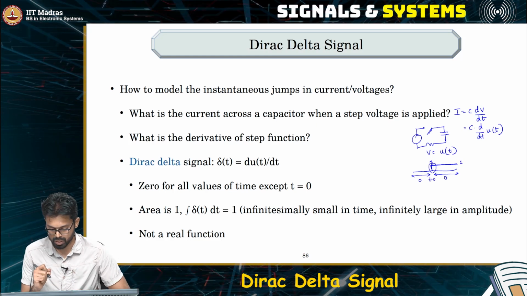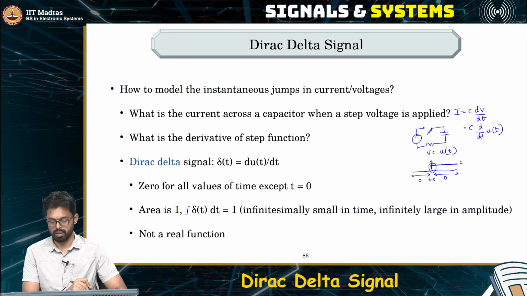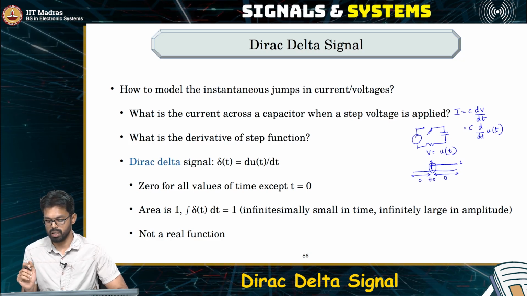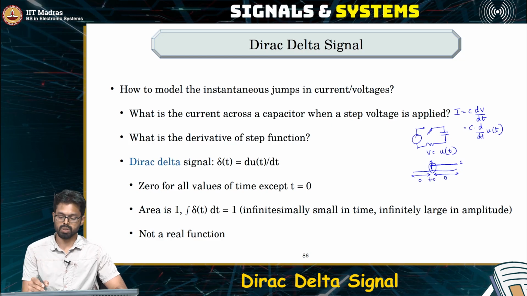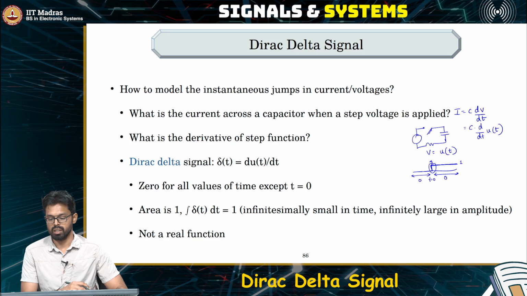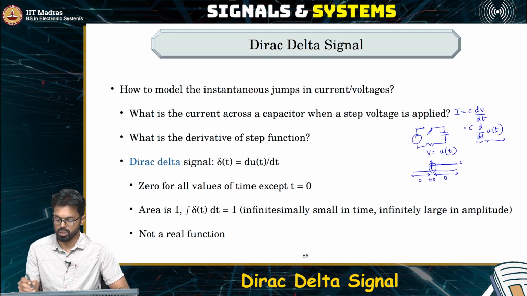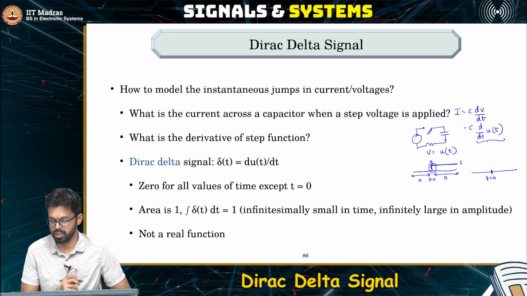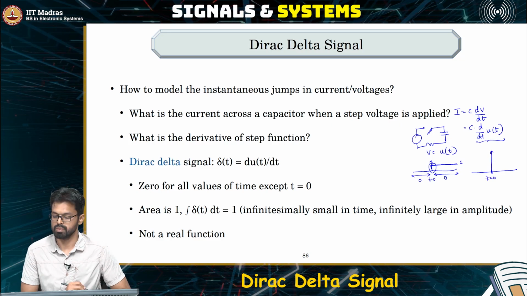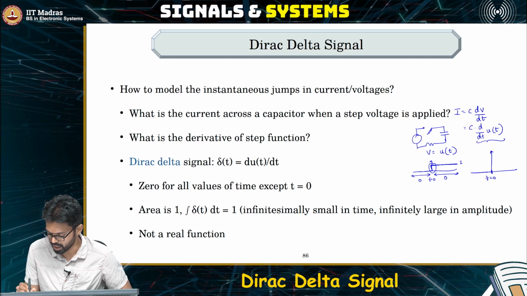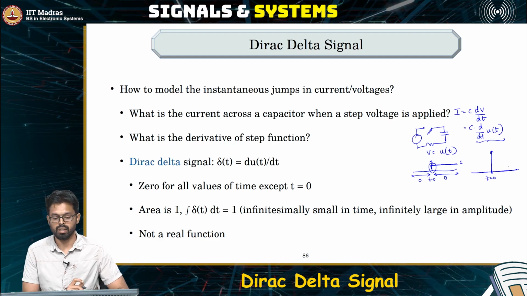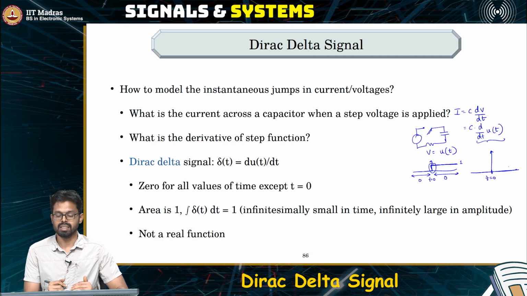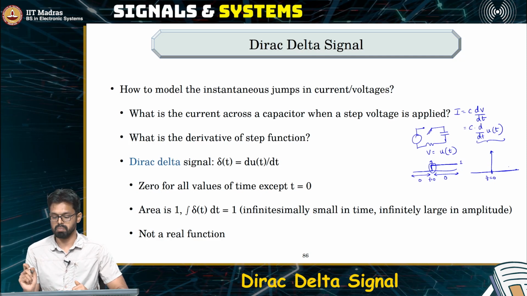So what happens at t equal to 0? At t equal to 0, the slope of this step function is infinitely large, because within a very small time it attains the value 1 from 0. So if you compute the slope here, it's basically infinite. Then our derivative of the step function should look something like this, where at t equal to 0 it attains a value which is infinite, and before and after that it is 0. At just one point it attains an infinite value. It's modeling the jump in the current which is instantaneous. Suddenly, instantaneously, it gives you a spike.